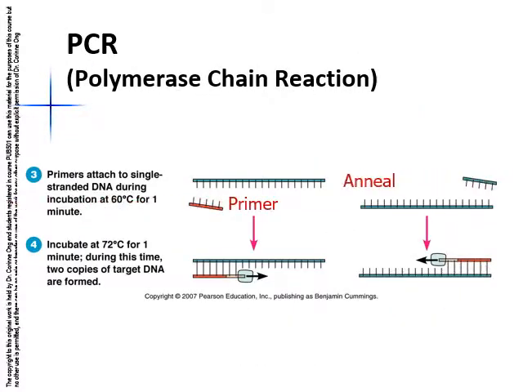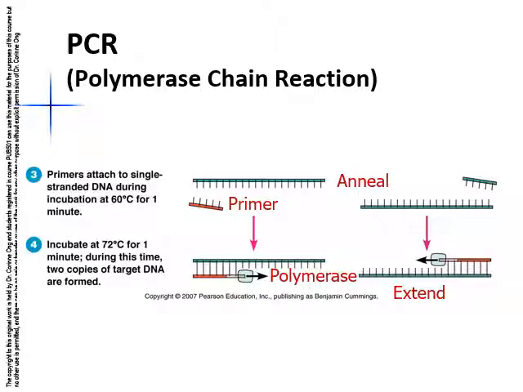The annealing step is then carried out at a lower temperature to allow the primers to bind or hybridize to the DNA sequences that flank the target sequence. The temperature is usually lowered to around 60 degrees for 1 minute in the annealing step, in which the forward and reverse primers hybridize to the short stretches of DNA that flank the gene locus that is being amplified.